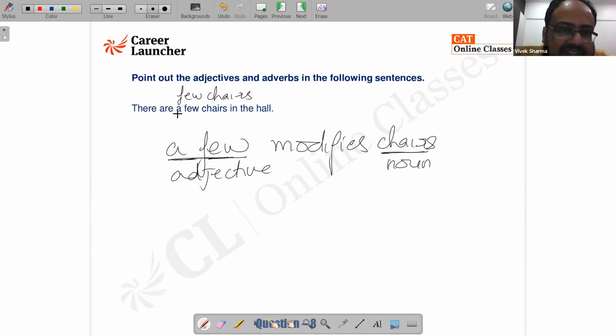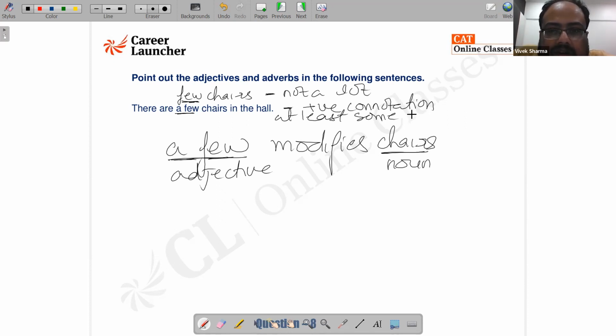There is a difference between saying a few chairs and few chairs. When I say there are few chairs in the hall, it means not a lot. So we don't have a lot of chairs in the hall. There are very few chairs. But when I say there are a few chairs in the hall, this sentence has a positive connotation. What this means is that at least some are present.